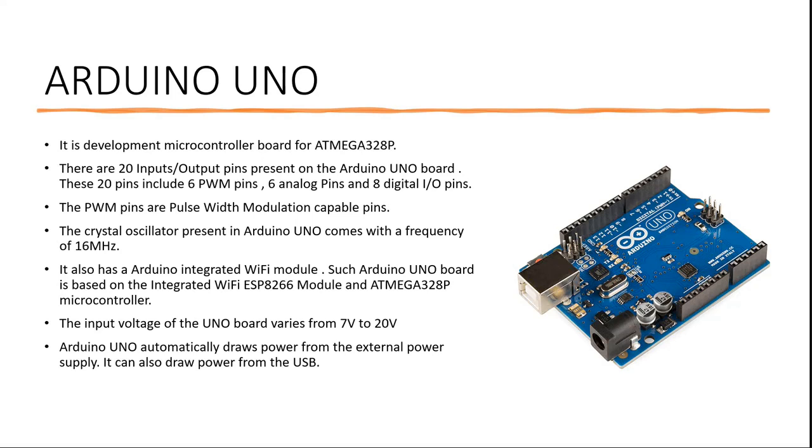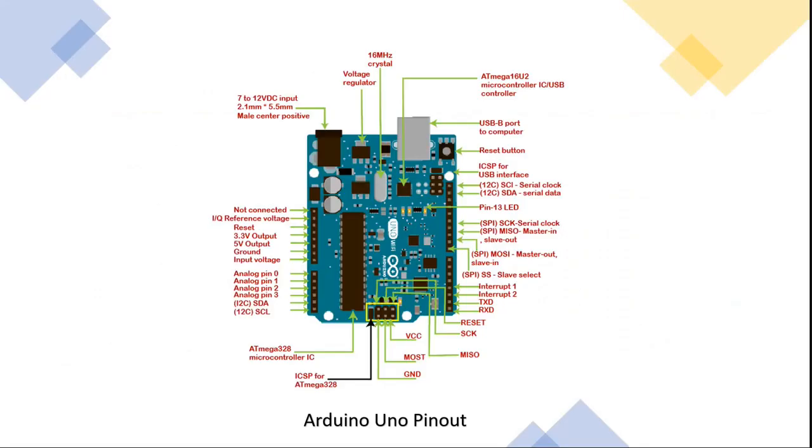The input voltage of the Arduino Uno board varies from 7 volts to 20 volts. Arduino Uno automatically draws power from the external power supply. It can also draw power from the USB. Here we see the Arduino Uno pinout.